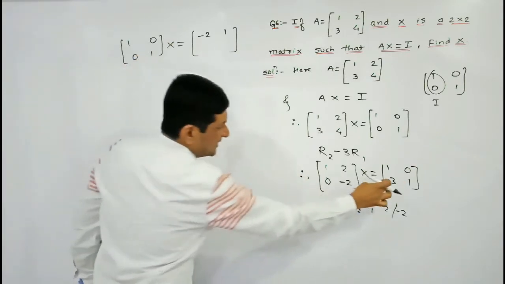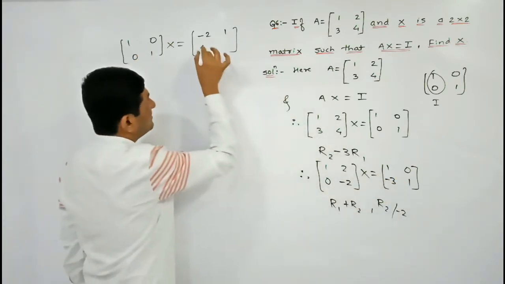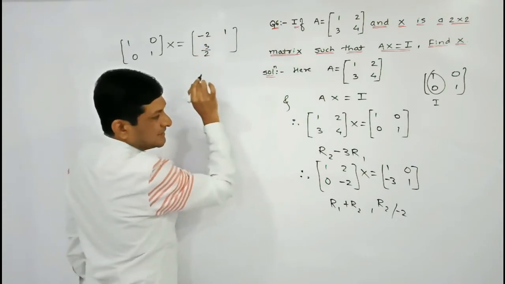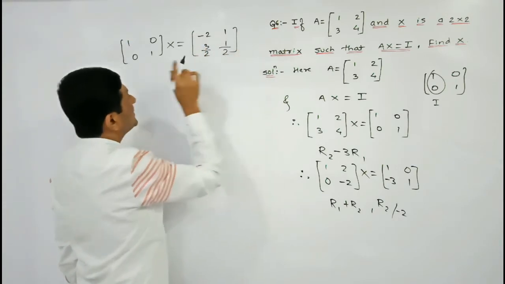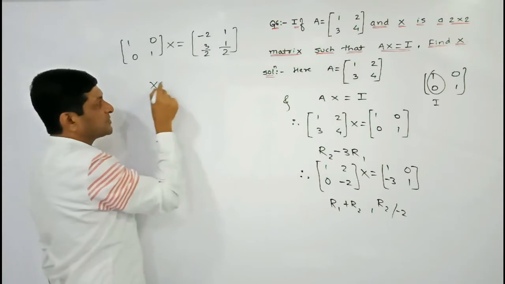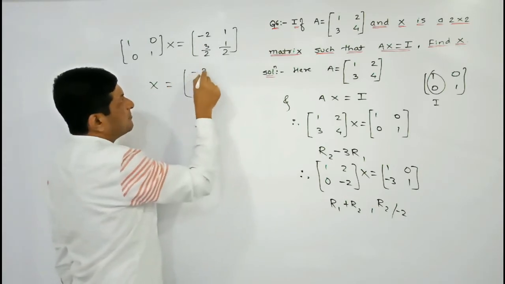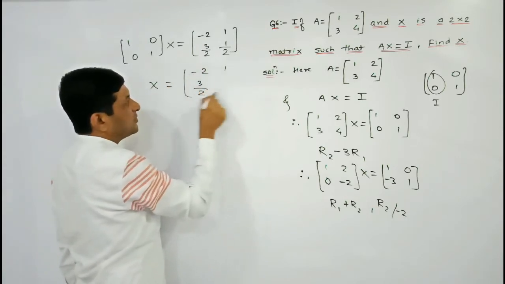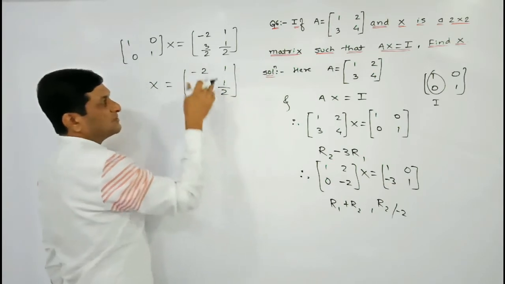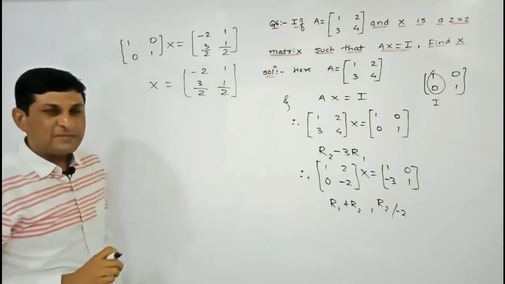So here minus 3 divided by minus 2 will be 3 by 2, and here we will get 1 by 2. So identity into X will be equal to X, and on this side minus 2, 1, 3 by 2, 1 by 2. So these are the elements of matrix X.